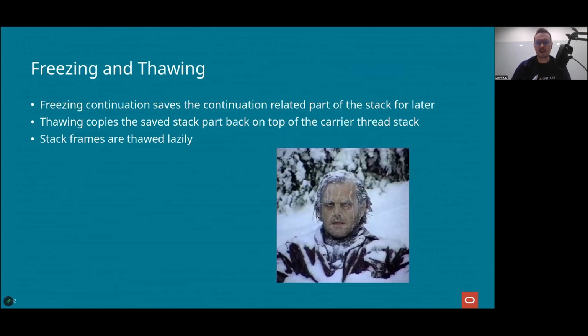With the virtual thread scheduler, it is done a little differently. It's called freezing and thawing. When a continuation is unmounted, the continuation part of the stack is being saved for later. The process is called freezing. When the continuation is mounted back on the carrier thread, its stack is being copied on top of the carrier thread stack. The process is called thawing.